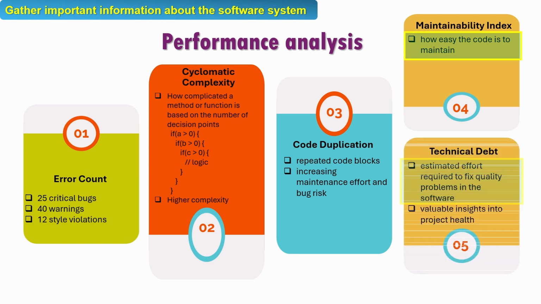Then technical debt. Technical debt is also commonly measured, so it represents the estimated effort required to fix quality problems in the software. For example, if static analysis reports indicate that fixing all issues would require 120 developer hours, that estimate becomes part of the project's technical debt measurement. These metrics also provide valuable insights into project health.